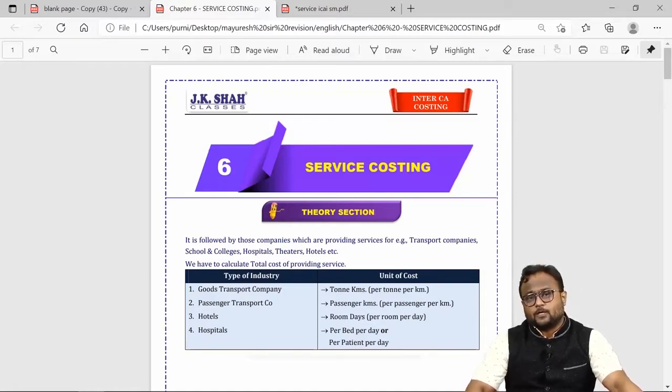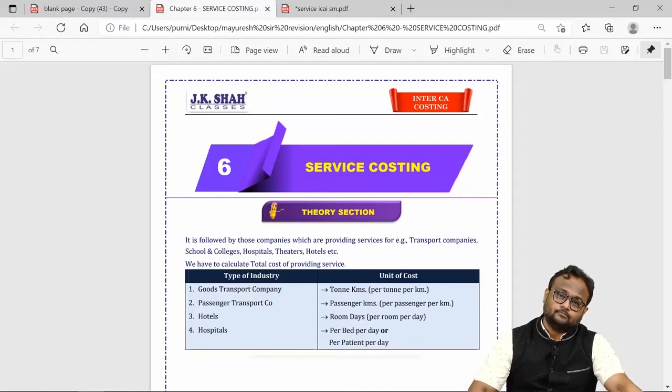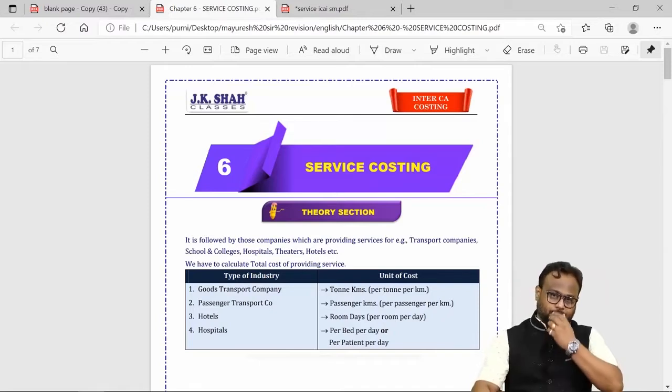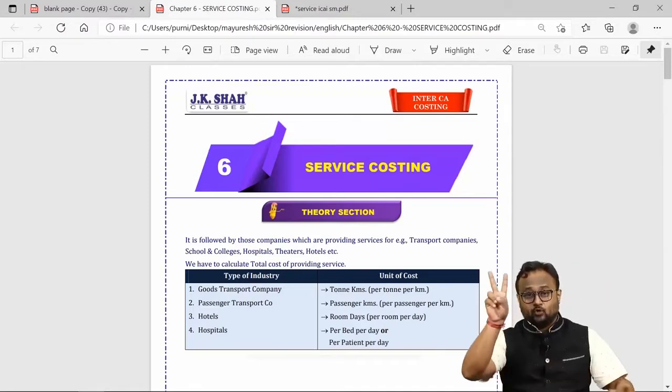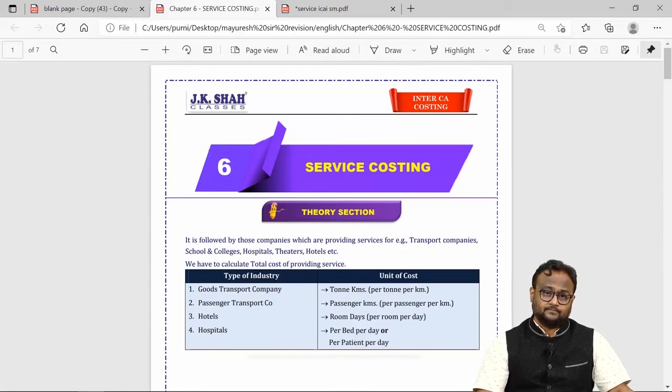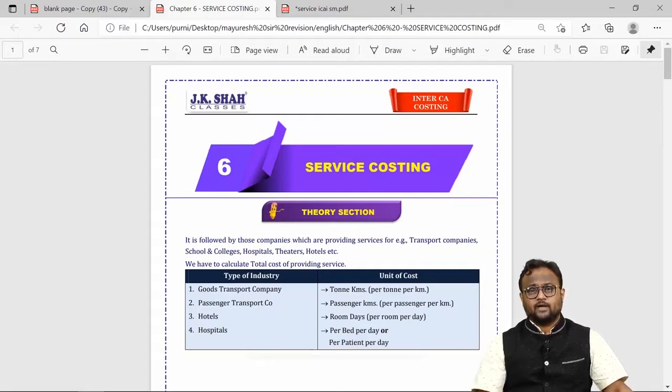And if you are going for a hotel room, you will charge your client on a per room per day basis. If it is a theater, it is per person per show. So basically, two different bases are to be used when it comes to selling price determination and cost determination in case of the service sector. So guys, how do we go about it? How do we manage this?